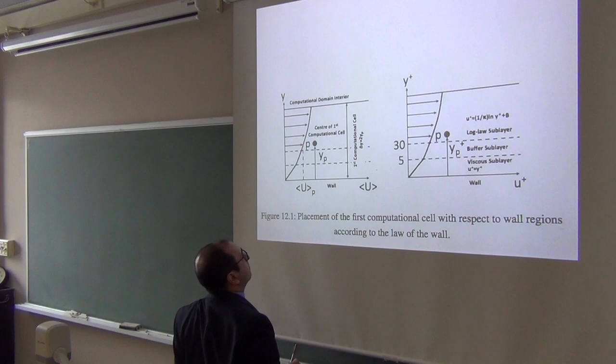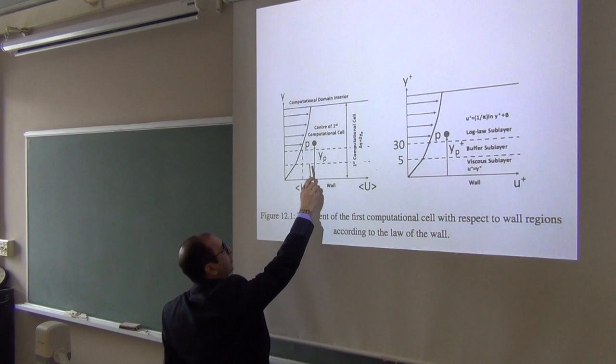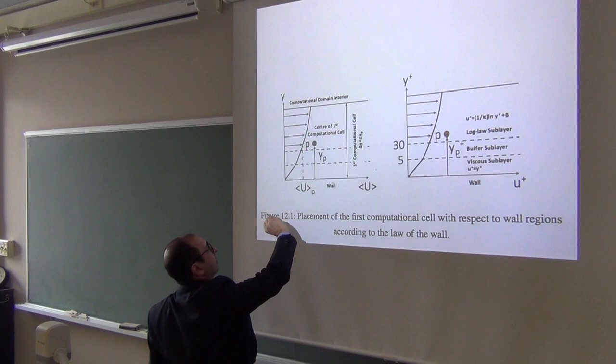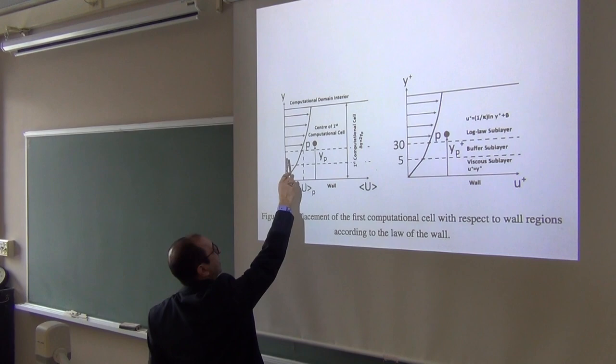And I can look at velocity anywhere. Let's say at point P, the velocity is this arrow. The magnitude of this arrow, so that's yp. And I have specified some regions with dashed lines. So you see, most likely you are thinking this is the viscous sublayer. Yes, it is. Then the buffer sublayer and the log law.